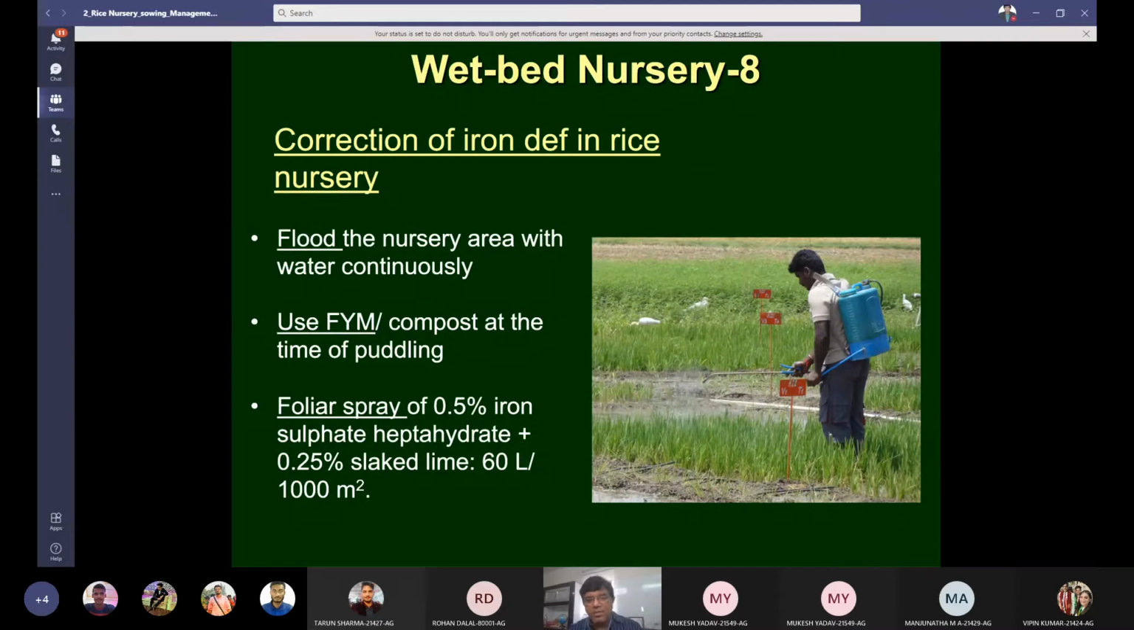FYM or compost are rich sources of iron and they can supply iron if they are used before sowing of nursery. And the last option is foliar spray of iron sulfate 0.5%. Also 0.25% lime solution can be made and both can be mixed together for spraying, because this iron sulfate has sulfate which can injure the leaves. Sulfuric acid can cause injury, leaf burns, etc. Therefore, it is better to use slaked lime with iron sulfate.